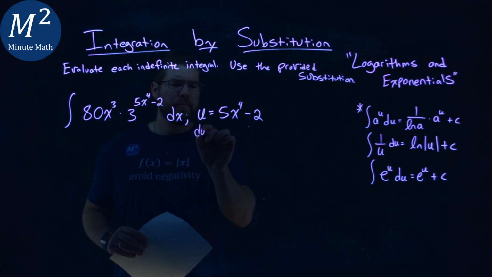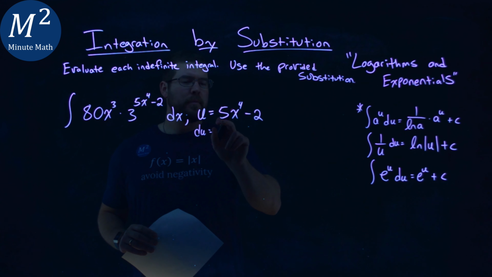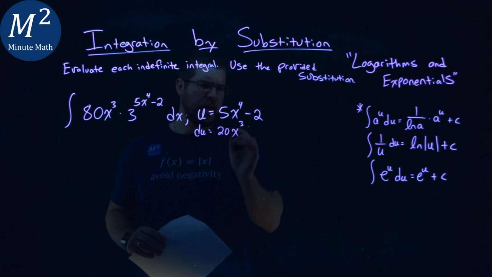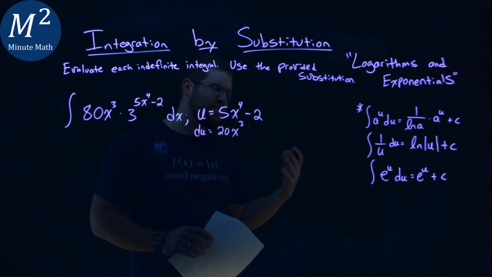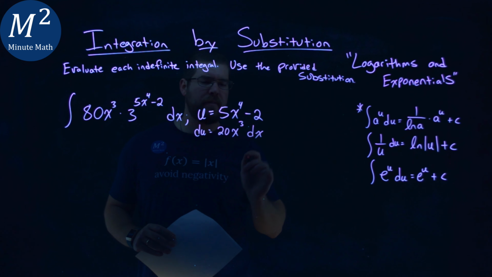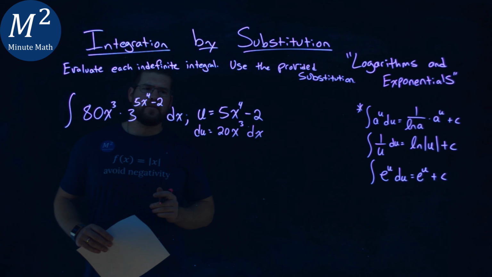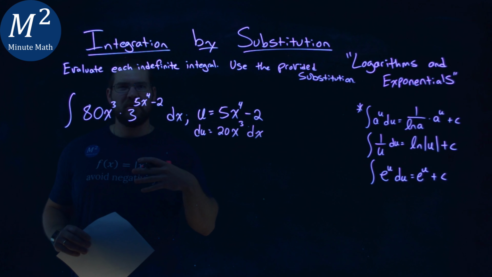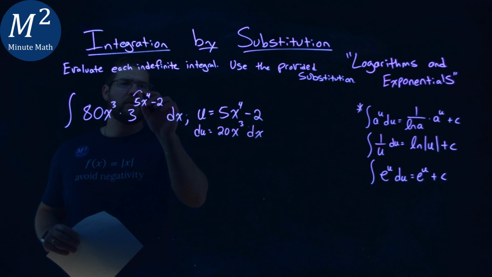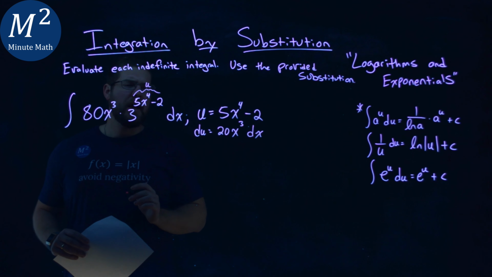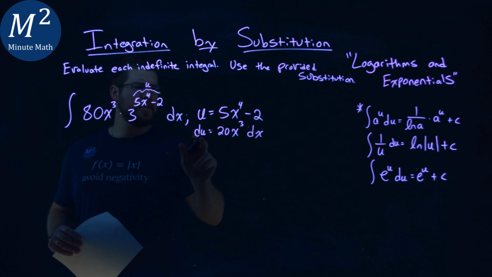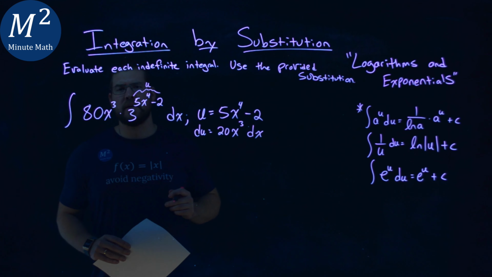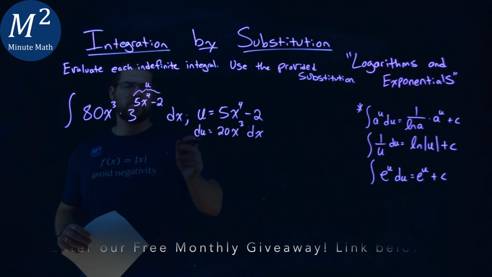The derivative here, du, 4 times 5 is 20, x to the third power, subtract the 1, and the derivative of negative 2, don't worry about it. We just have a dx at the end. Now look at this. We want to see how we can rewrite this in terms of u and du. Our u value clearly is the exponent right here, and our du is fairly close. We have the dx right there, we have x to the third, we just have the constant out front. That's an 80 and a 20.